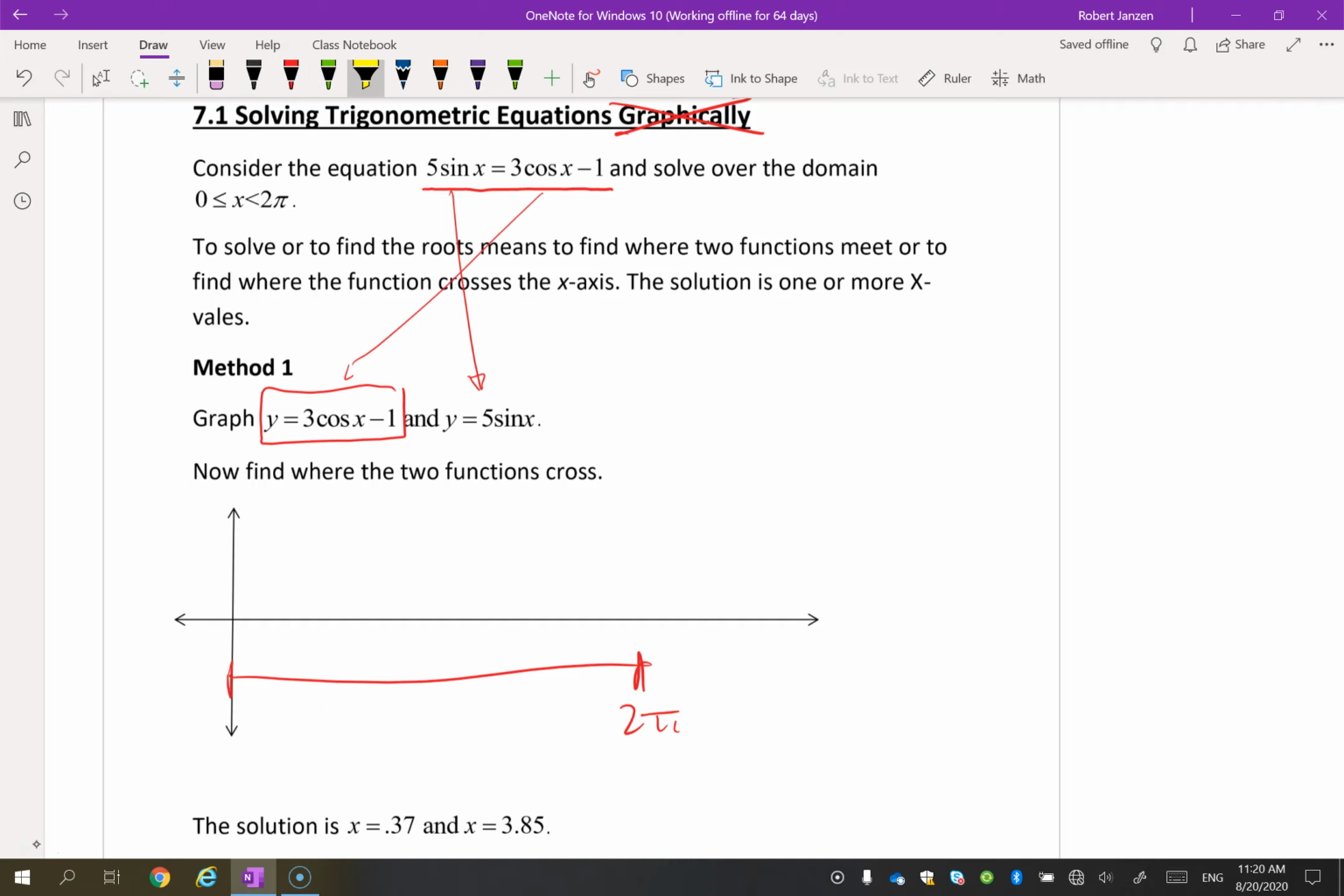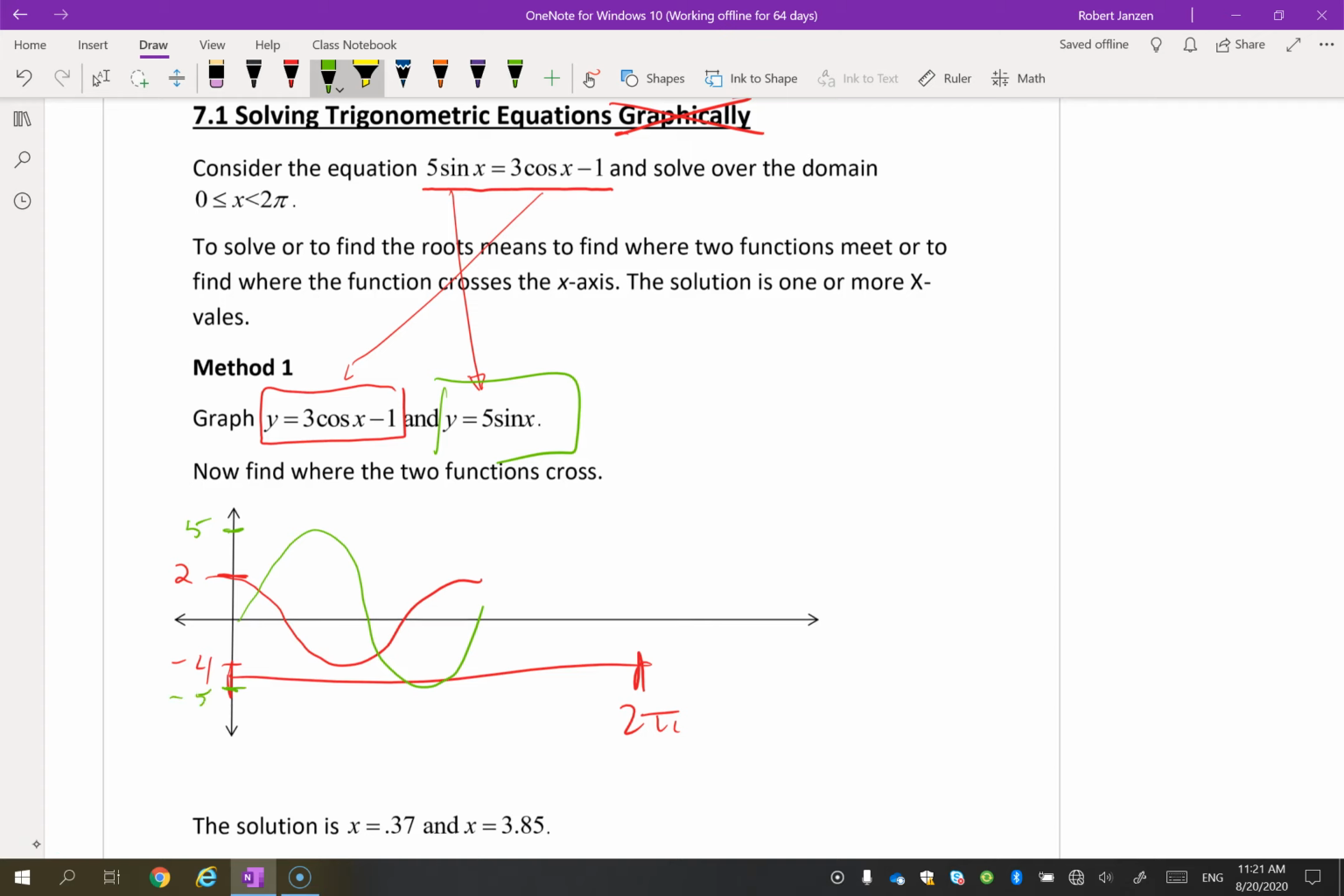Okay, let me use different colors here. If I wanted to graph this, the one in red, that's 3 cos. So if you remember, cosine looks like this. 3 cos means it would go up to 3 and then down to -3, but then the graph would go down 2. So it would be from 2 down to -4, something like that. Then if you took 5 sine x, the sine graph is the one that looks like this, but we're going to go up to 5. So it would look something like this, going up to 5, going down to -5 here.